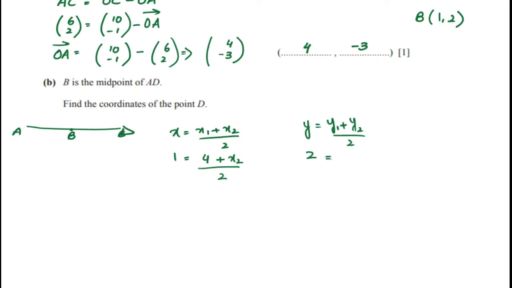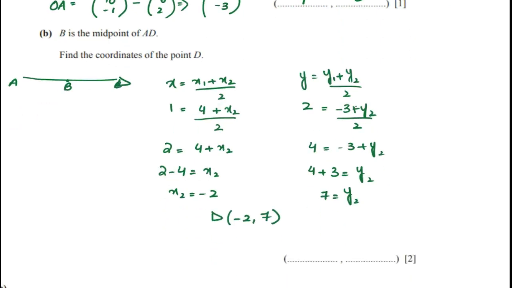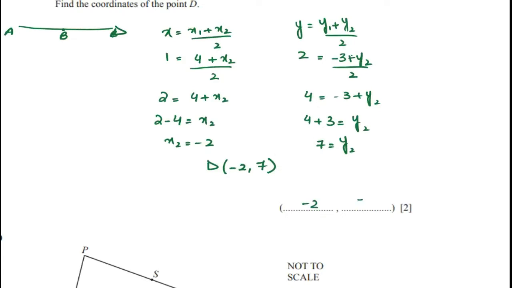Okay, then here we have -3 plus y2 upon 2. Now when we simplify, 2 is equal to (4 plus x2) upon 2, so 2 times 2 is 4, and 4 minus 4 is equal to x2... so x2 is equal to -2. Then 2 times 2 is 4, equal to -3 plus y2. So 4 plus 3 is equal to y2, and y2 is equal to 7. So the coordinates of D are (-2, 7). Okay. Now next we have this is (-2, 7).